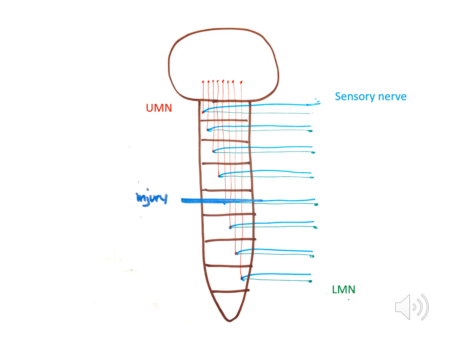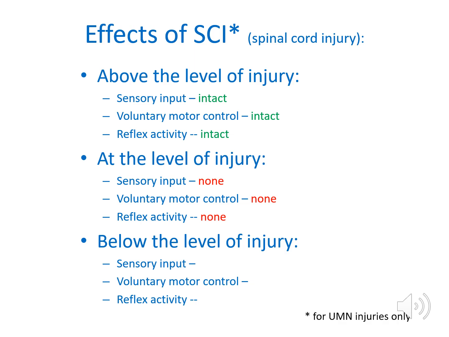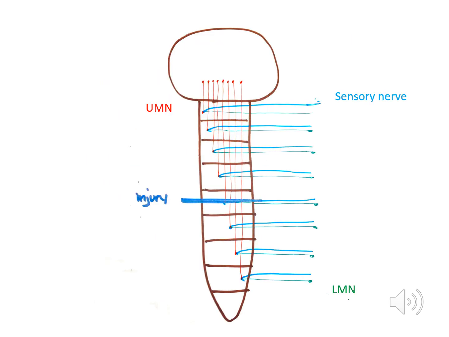And since there's damage to that spinal cord segment, the sensory nerves can't synapse with the lower motor neuron anymore because that synapse has been damaged. So there should be no reflex activity there either, right? So at the level of the injury, nothing works. No sensory input, no voluntary motor control, no reflex activities.